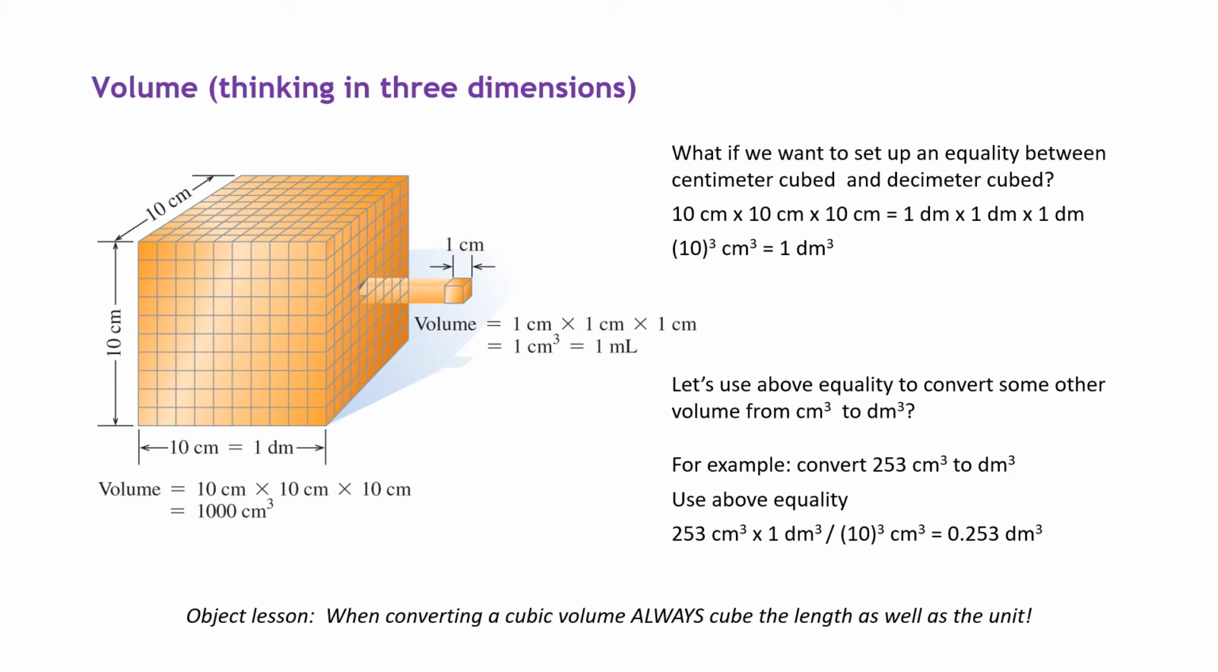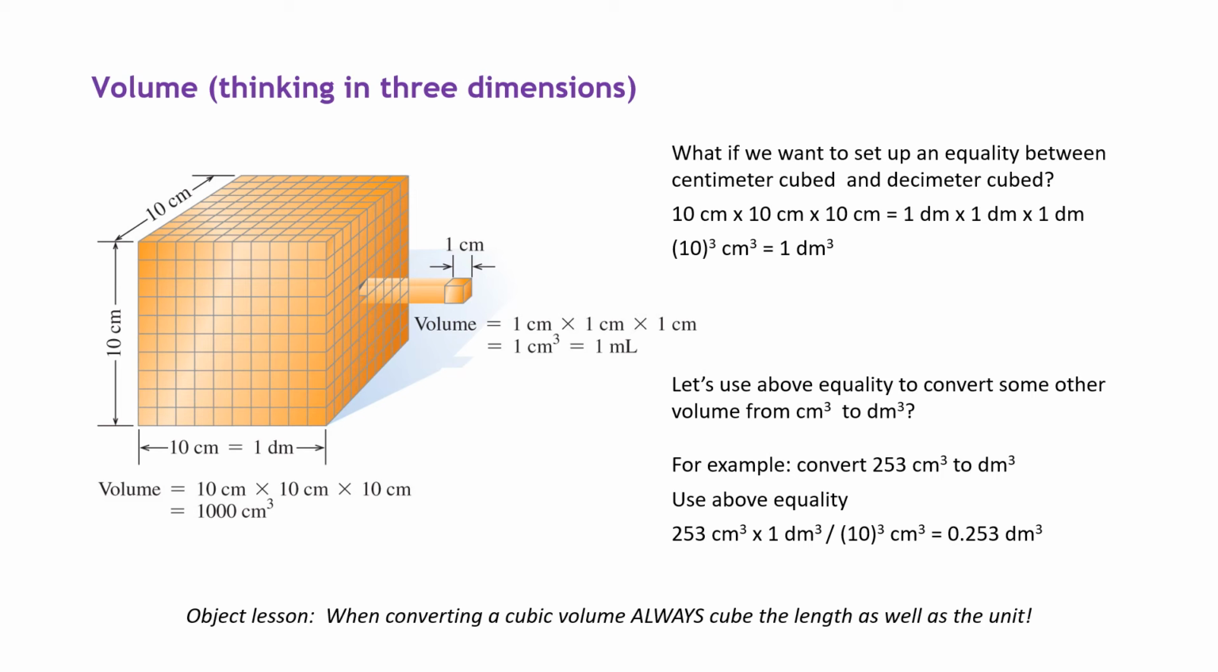Now we're going to use what we have learned so far to apply equalities and conversions to three-dimensional objects. Let's focus our attention on this square or cube here on the left. The first thing we want to pay attention to is if we want to get the volume of this cube, we need to multiply 10 centimeters times 10 centimeters times 10 centimeters, because that's the length of the side of our square, right? And that's going to give us 1,000 centimeters cubed.